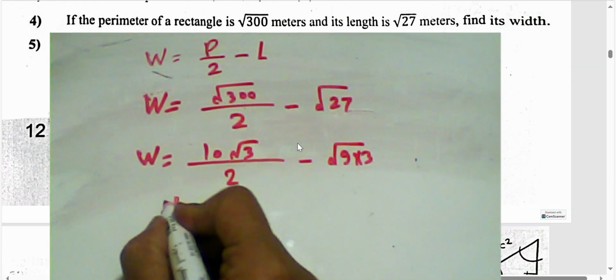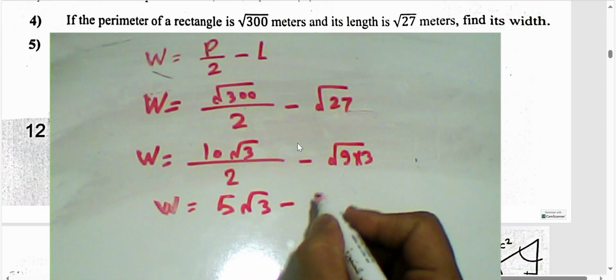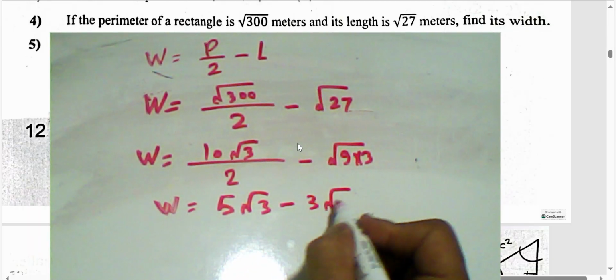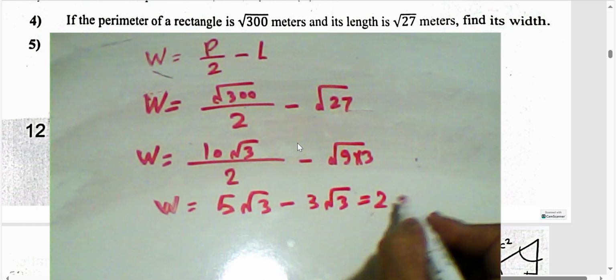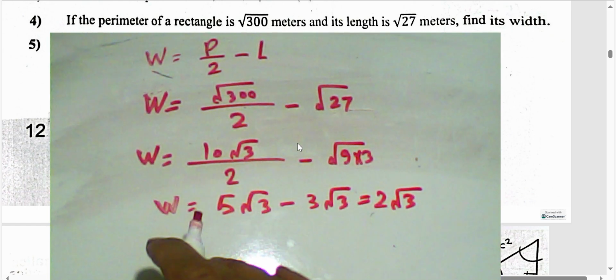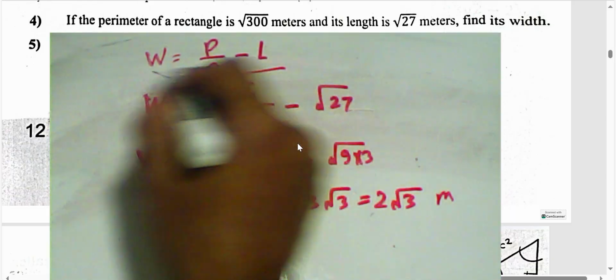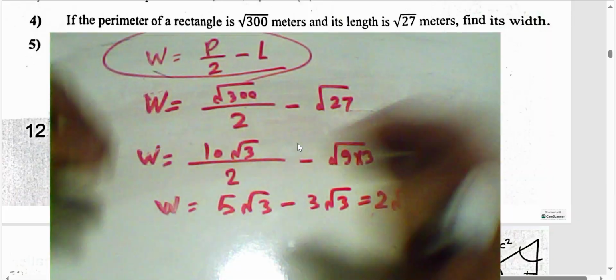Okay, then the width equals 5 root 3, subtract the square root of 9 which equals 3, so 3 root 3. Then 5 minus 3 equals 2. Then the answer will be 2 root 3. Okay, it's the width, and write meter behind it. Understood? We must use this rule to find the width of the perimeter.